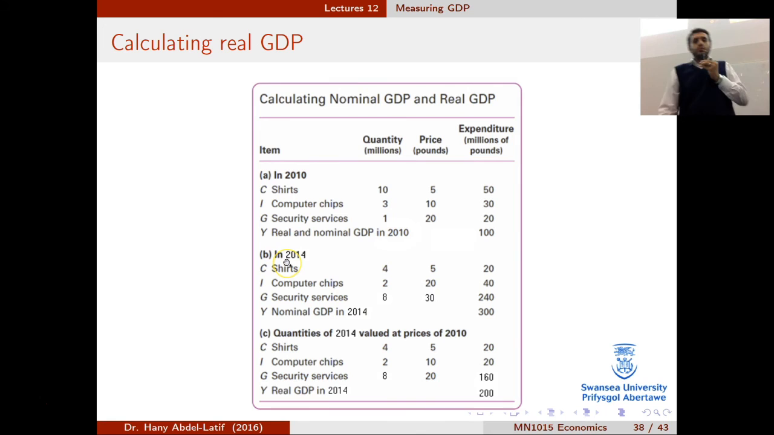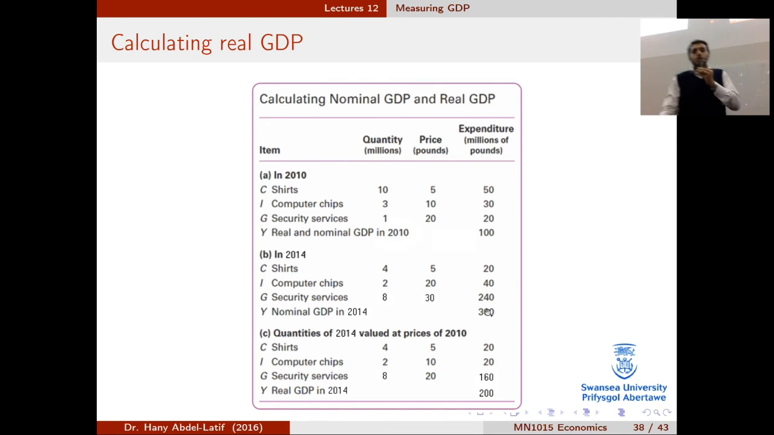So let's see what happened in 2014. These are the components, these are the quantities, and these are the prices. This is how much we spend. So it's 4 times 5 gives us 20, 2 times 20 gives 40, etc. And then the GDP is the sum of these, which is 300. So the nominal GDP here is 100, and the nominal GDP here is 300. That might be misleading because you might think that we have now tripled the economic activity, the output. So we jumped from 100 to 300. So is this real? We need to use the prices from a base year.